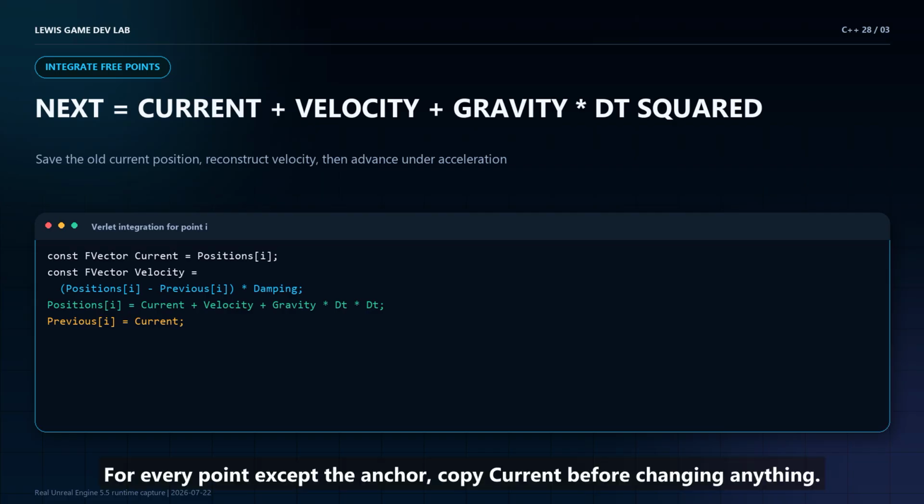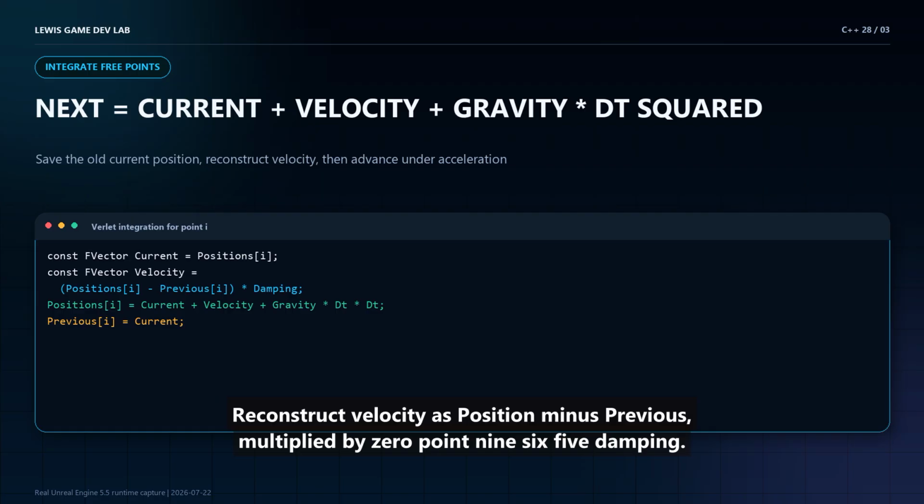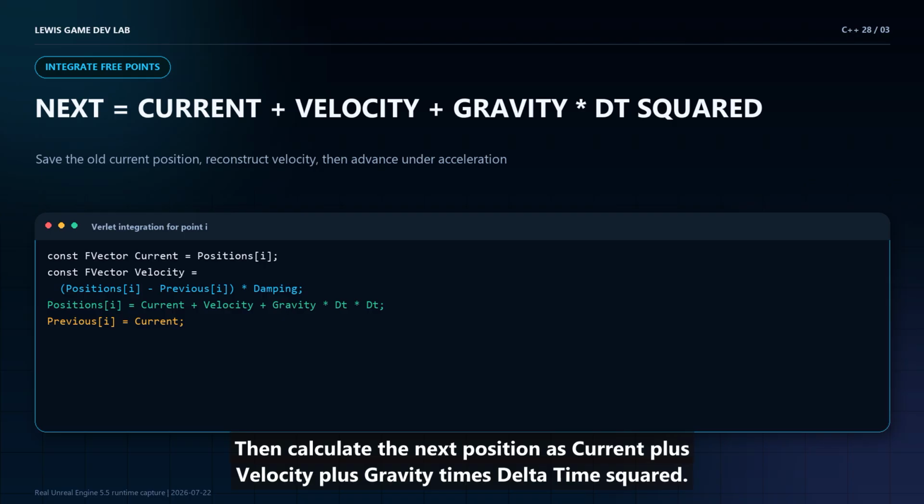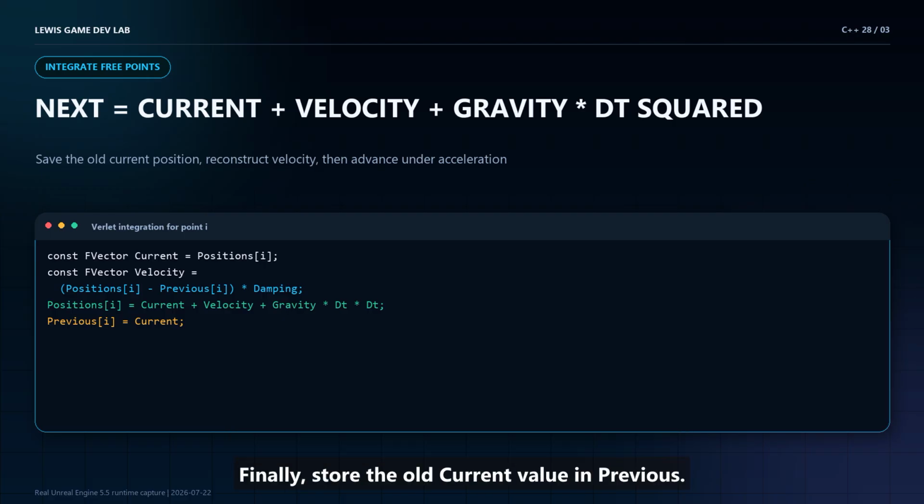For every point except the anchor, copy current before changing anything. Reconstruct velocity as position minus previous, multiplied by 0.965 damping. Then calculate the next position as current plus velocity plus gravity times delta time squared. Finally, store the old current value in previous.